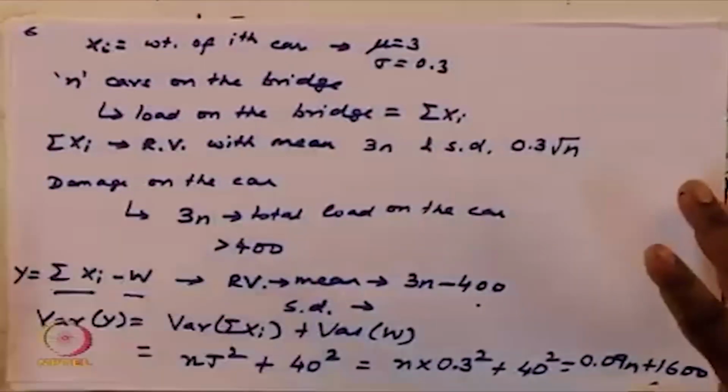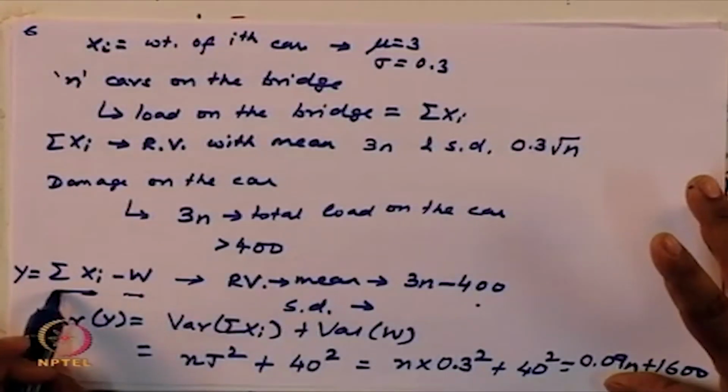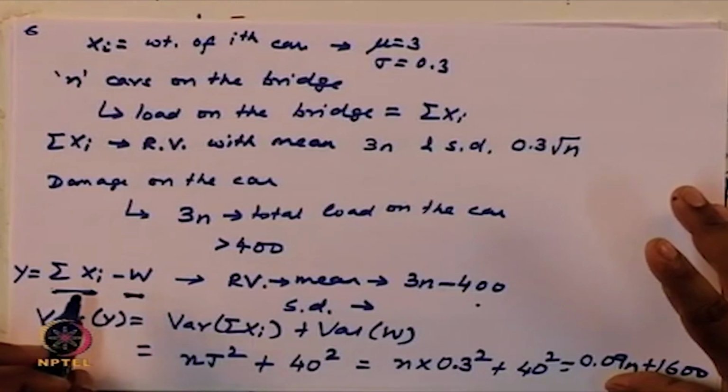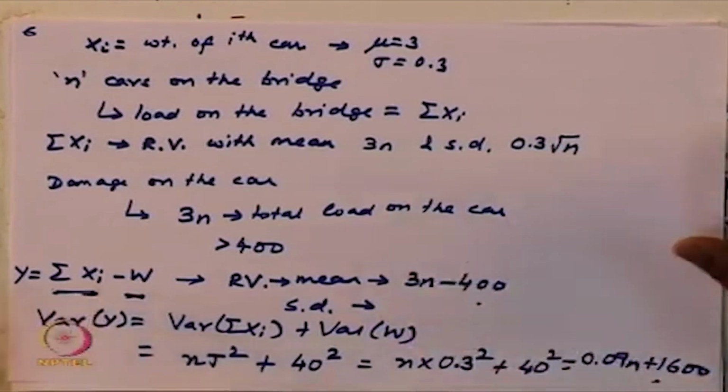So, here we made use of central limit theorem, but we first defined our random variable y as the difference between the total weight of the cars on the bridge minus the weight that could be withstood, because we are calculating the chance of damage.